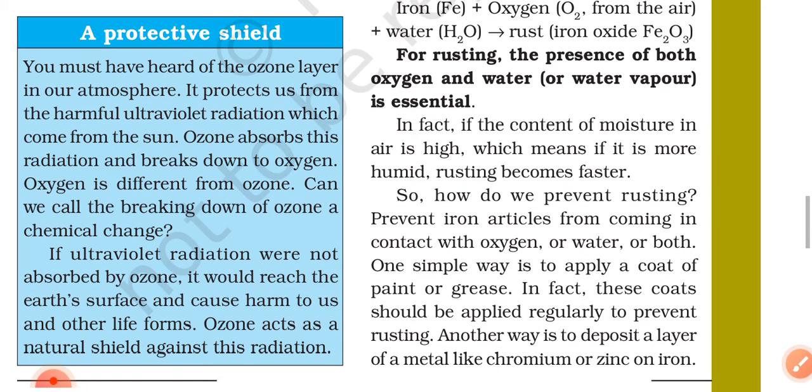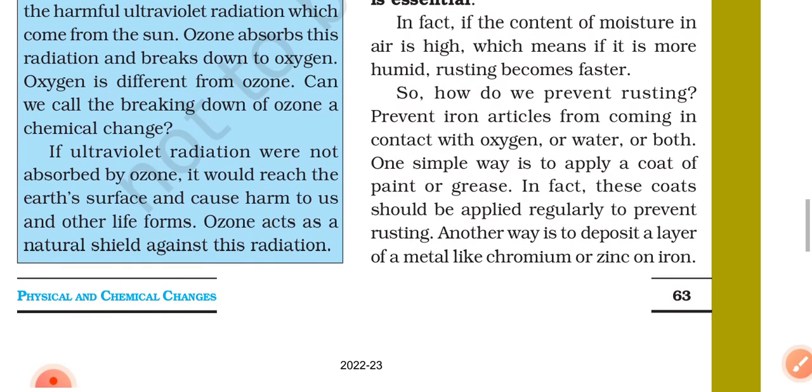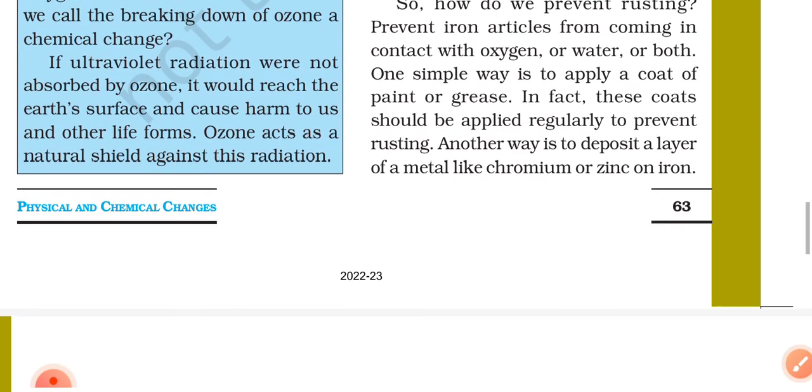For rusting, the presence of both oxygen and water or water vapor is essential. In fact, if the content of moisture in air is high, which means if it is more humid, rusting becomes faster. So, how can we prevent rusting? Prevent iron articles from coming in contact with oxygen or water. One simple way is to apply a coat of paint or grease. In fact, this coat should be applied regularly to prevent rusting.